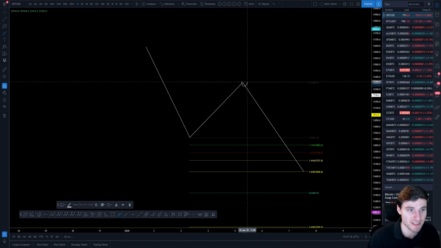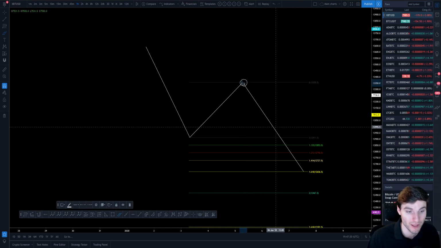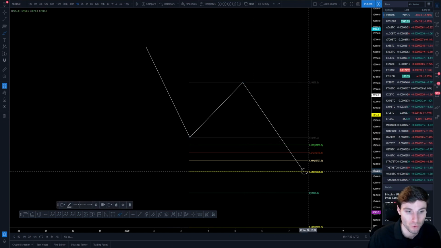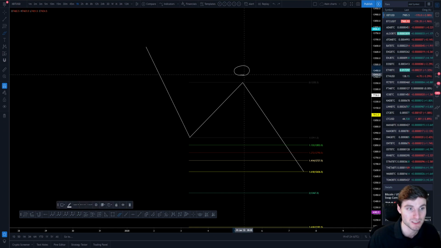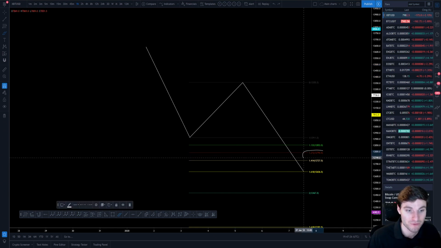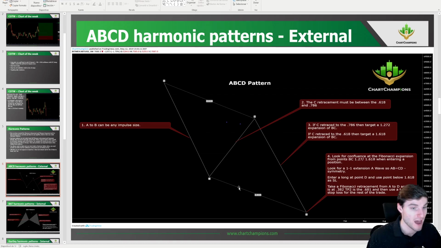So when it hits the 618 retracement, you aim for the 1618 expansion. Again, if it was the 786, slightly higher, then you can aim for the 1272. Okay, it's very, very simple. And then look for the confluence at the Fibonacci expansion from points, either the 1272 or the 1618. Okay, look for the symmetry. So you want to see these similar in time.